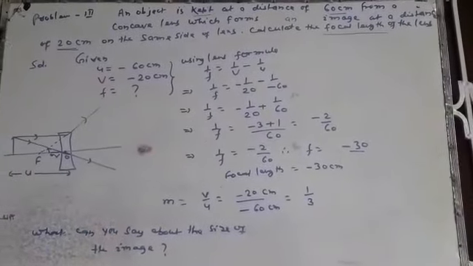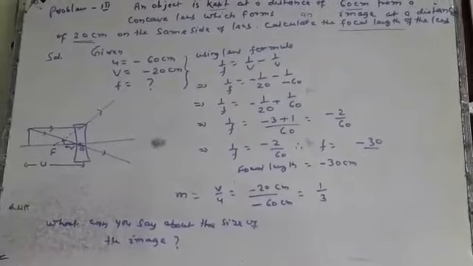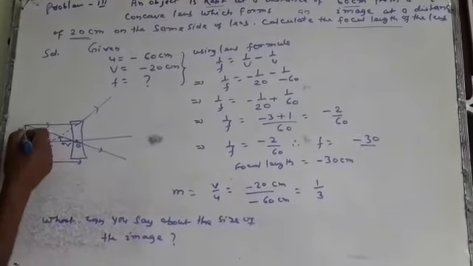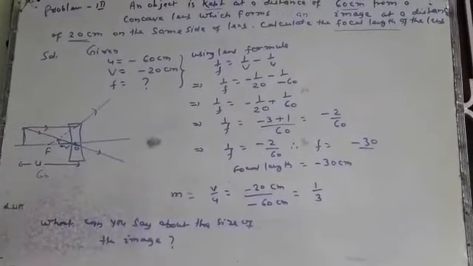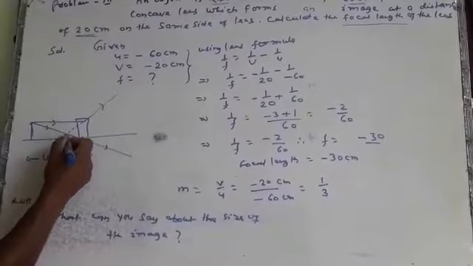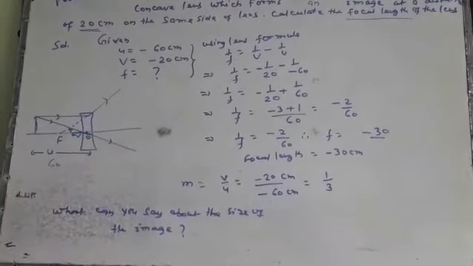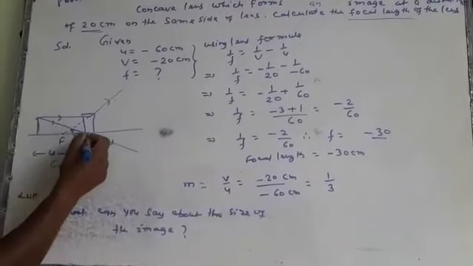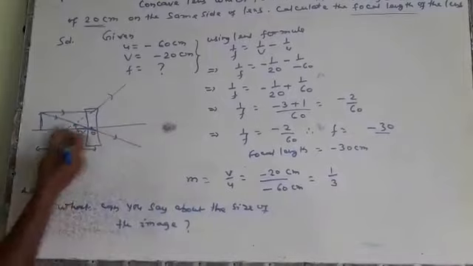For easier understanding, I will draw a ray diagram for the concave lens. An object is placed at a distance of 60 cm from the concave lens, whose image is formed here. That is, the image is at a distance of 20 cm from the optical center. We have to calculate the focal length OF.